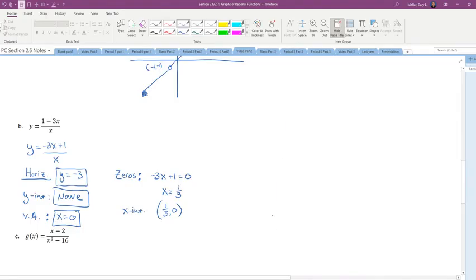Let's put it on a graph. Horizontal asymptote at -3. Vertical asymptote at 0. I have no y-intercept, which is obvious because I can't have 0 as an input. And what else did I find? I have a 0 at 1/3.